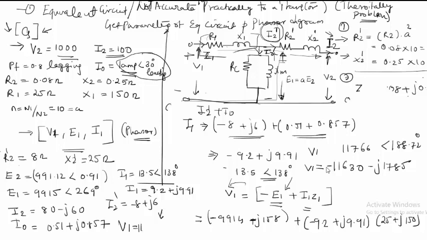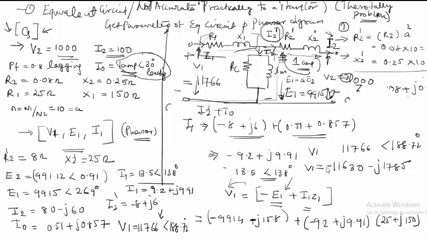So this was what my V1 was all about. V1 is equal to 11766, making an angle of 188.72 degrees. So you have found out your V1. You already knew your V2, which was equal to 1000 volts, and you also found your E1, which is equal to 9915 volts. Also the I0, which is already given, was 1 ampere. So based on this, all the values have been found out.